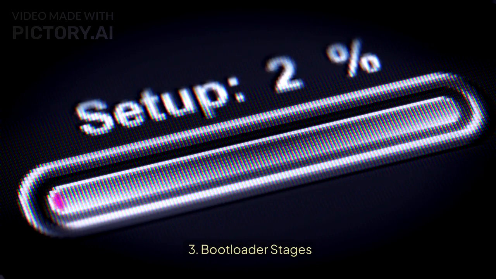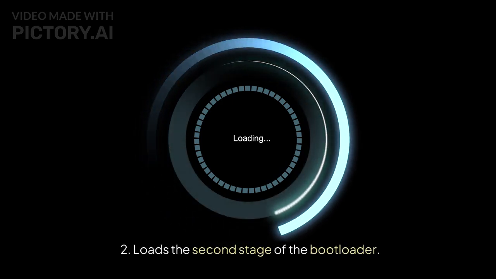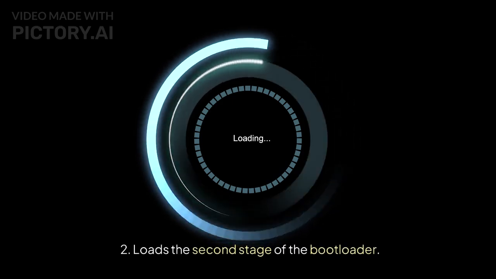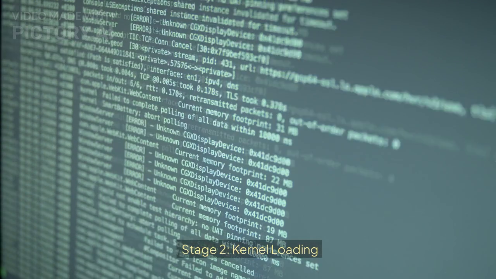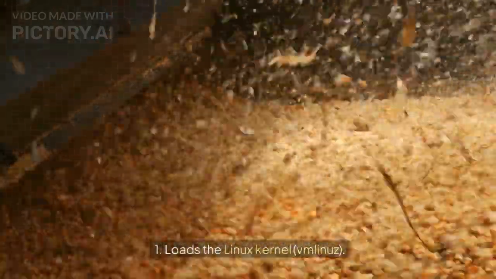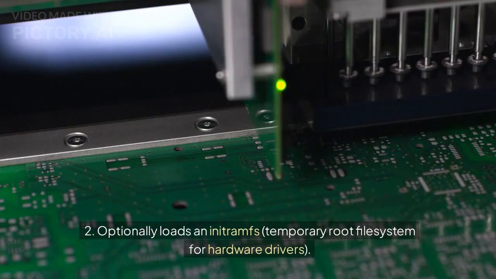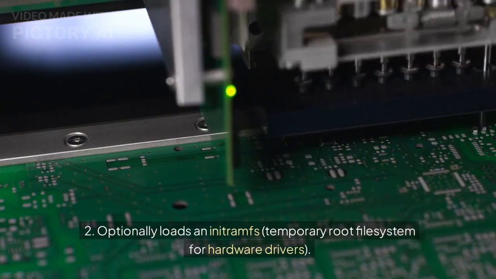3. Bootloader stages. Stage 1. Bootloader initialization. 1. Resides in the master boot record, MBR, or EFI partition. 2. Loads the second stage of the bootloader. Stage 2. Kernel loading. 1. Loads the Linux kernel, vmlinuz. 2. Optionally loads an initramfs, temporary root file system for hardware drivers.